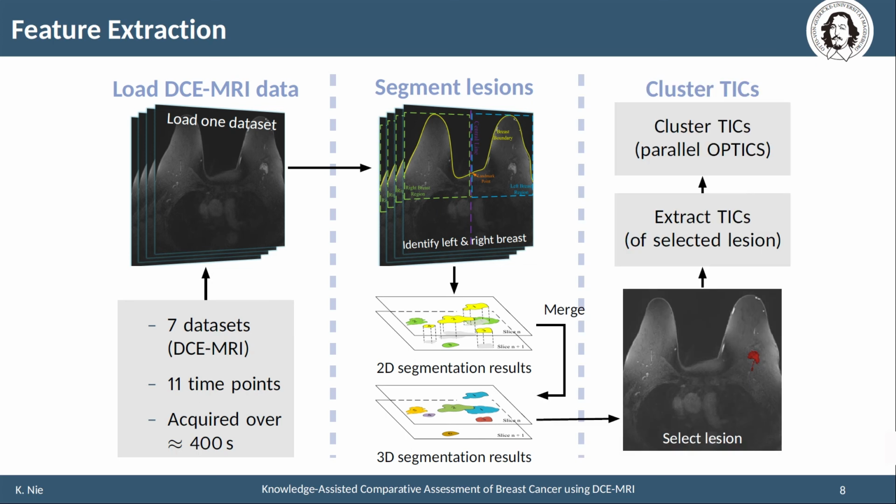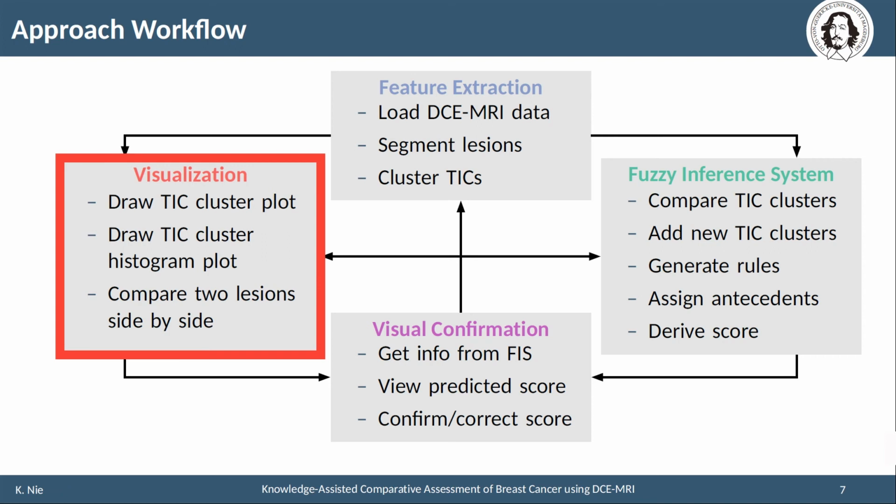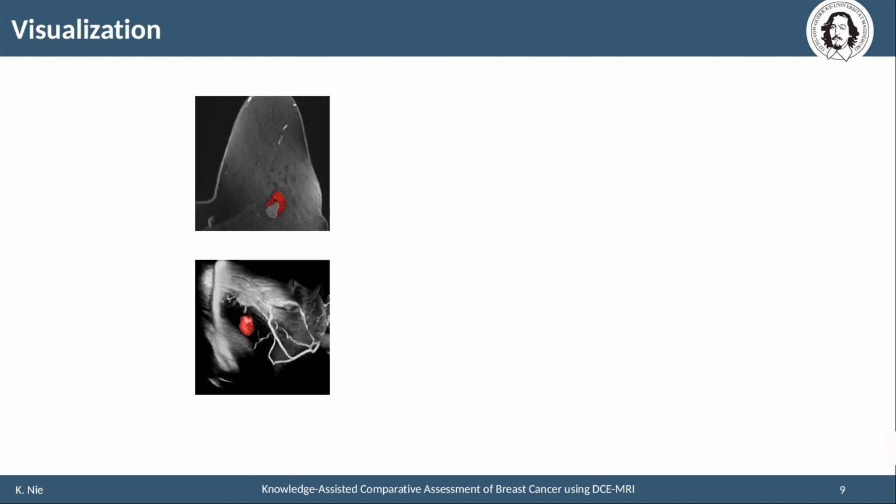As a third step, after a lesion is selected, its time intensity curves will be extracted and clustered by the parallel OPTICS method. When the feature extraction is finished, all the time intensity curve clusters will be transferred into the next step, visualization and fuzzy inference system. Let us first introduce the visualization process.